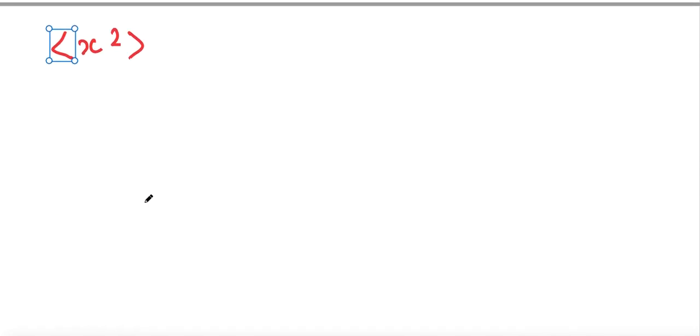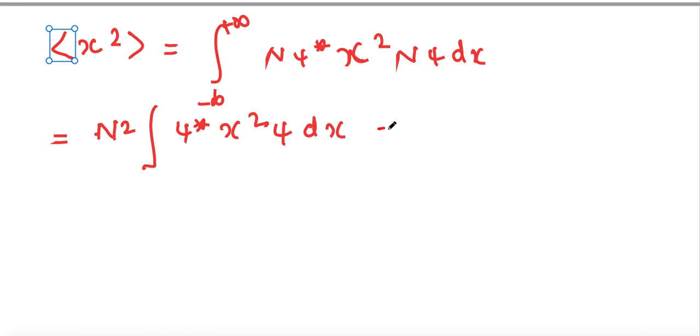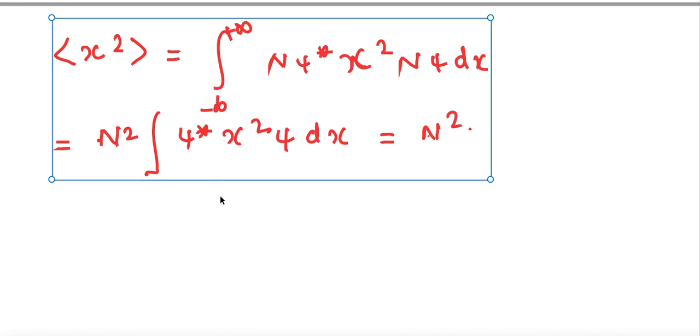So the only thing we have to find out is the expectation value of x square. Expectation value of x square is given by the integral from minus infinity to plus infinity of n psi star into x square into n psi dx. So instead of n we can write this as n square into psi star x square psi dx. This becomes n square into, sorry, I just made a mistake here. Okay, let's leave it here.